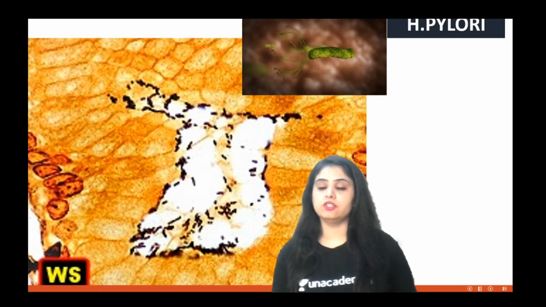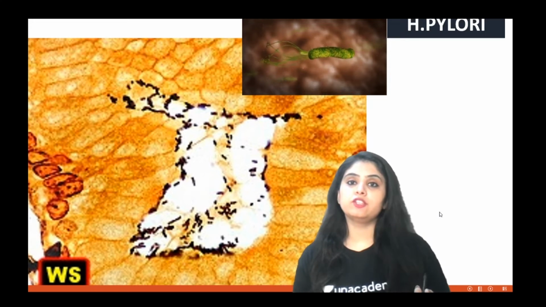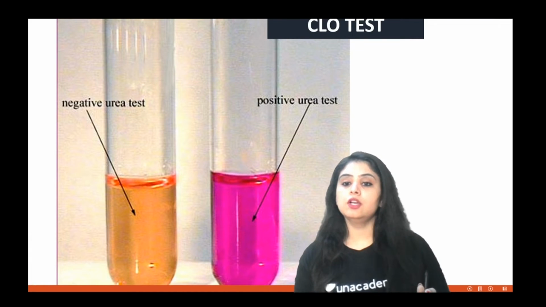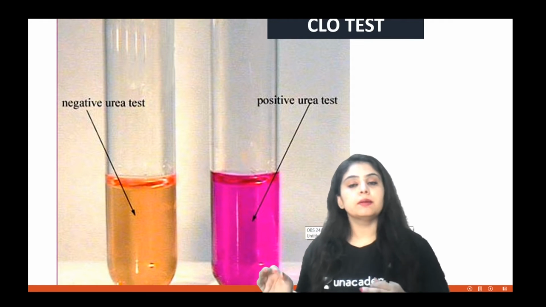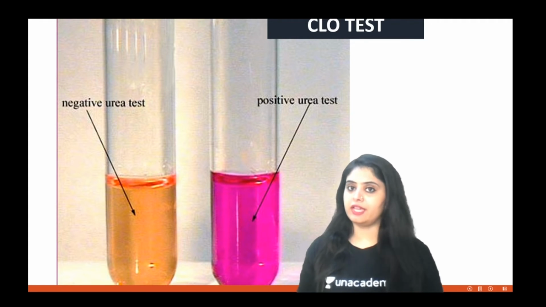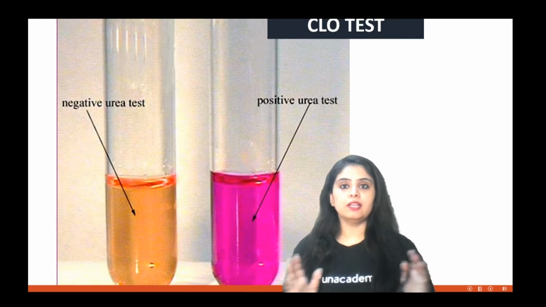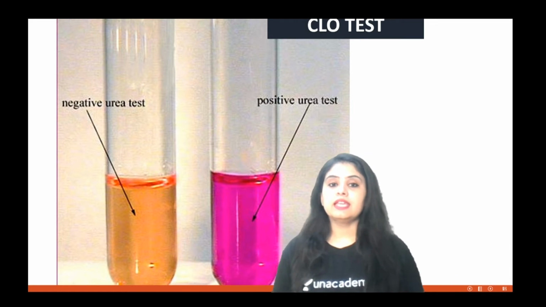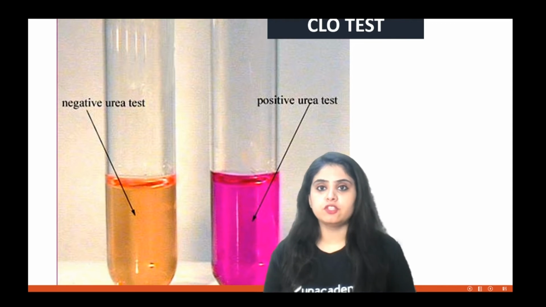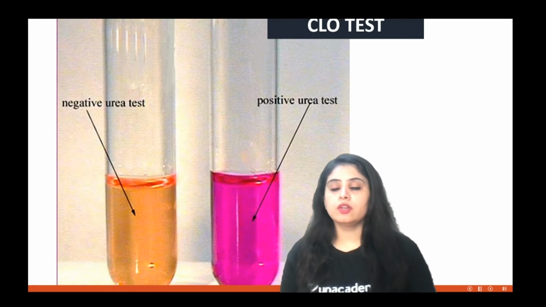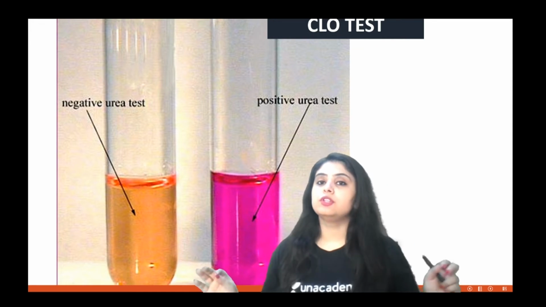In fact, guys, there's another test which we study in microbiology, which is again done for H. pylori, and that is known as the CLO test. What do we mean by CLO? CLO stands for Campylobacter-like organism. So that is CLO, Campylobacter-like organism. And this actually exploits a very important aspect of H. pylori, that H. pylori is a urease producing organism.